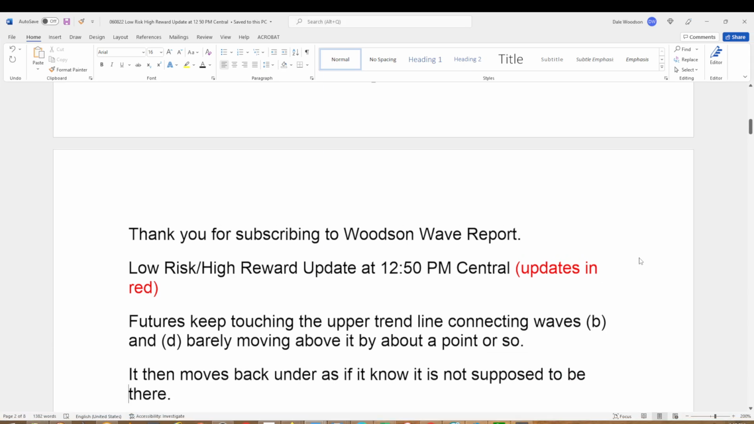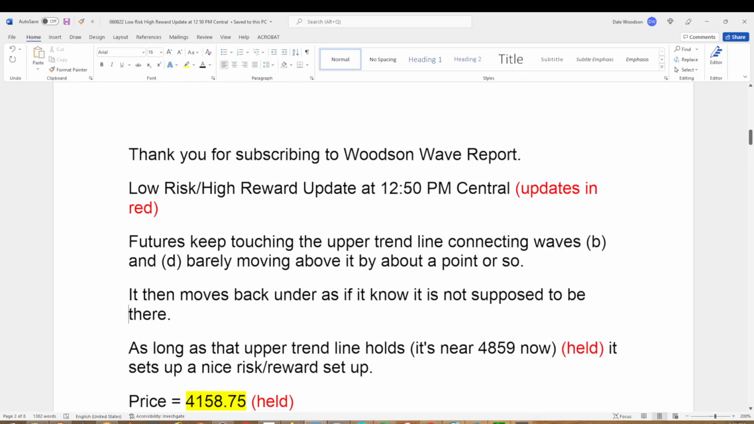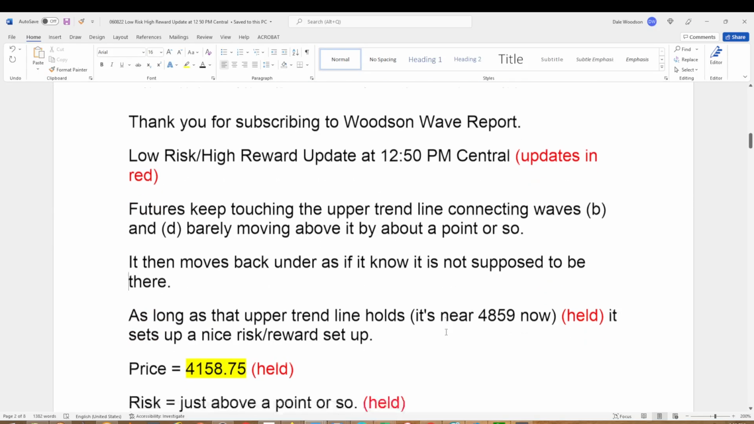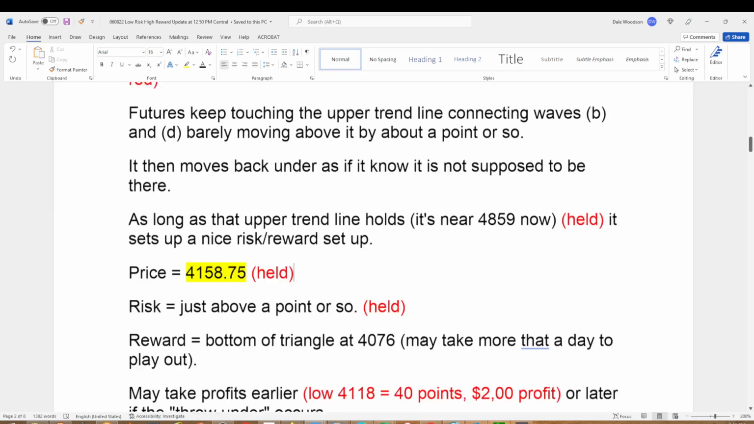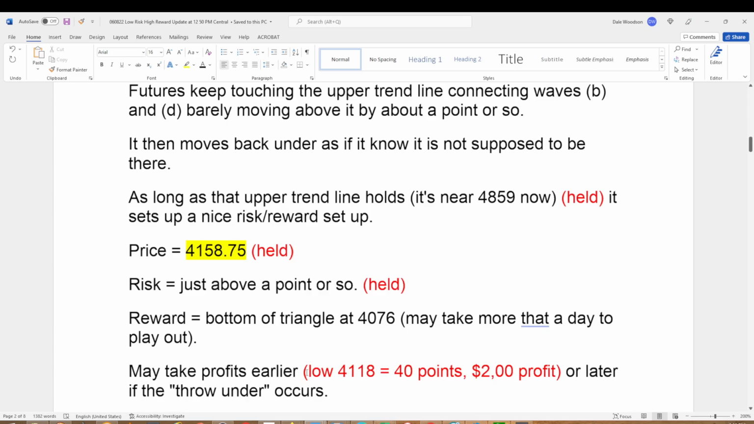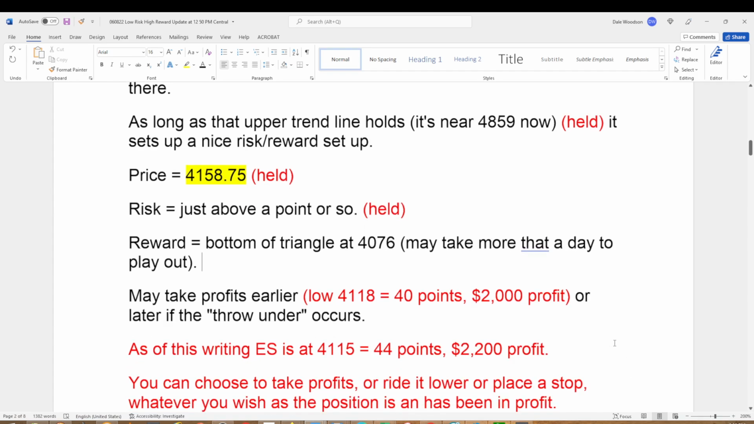So then we have this same update at 12:50, and we have our monthly customers, and we say updates in red. It was 2 hours later. As long as the upper trend line holds, it did hold, just a point or so above. That held, and then you may take profits earlier. So the low when I was writing this was 41.18. That's 40 points or $2,000 profit. My apologies for that typo there. Or later, as of this writing, by the time I was writing it, it moved more. It's 41.15. That's 44 points or $2,200 profit.